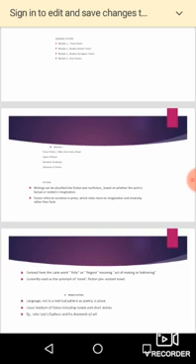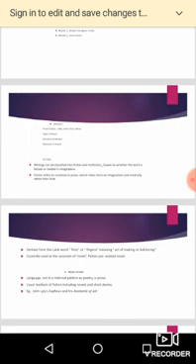Now let's see what is in module 1. Module 1 is an introduction to the concept of fiction and also types of fiction that exist along with the narrative strategies and also elements of fiction. Now let's see what is a fiction, what is a prose fiction, and what are the types of fiction.